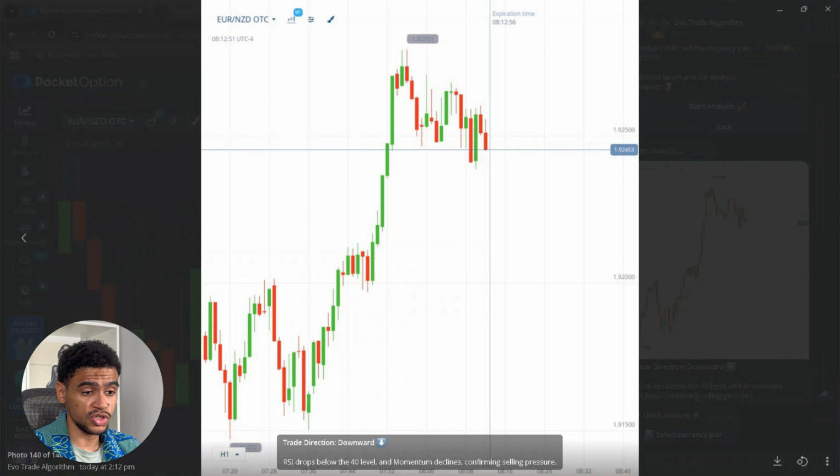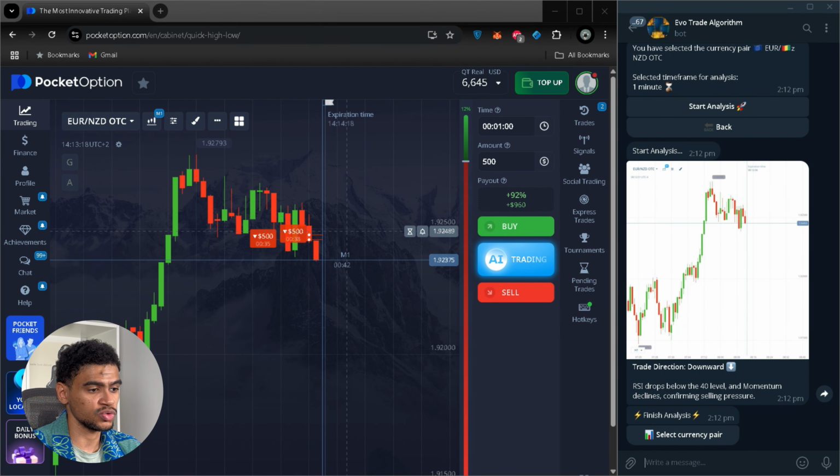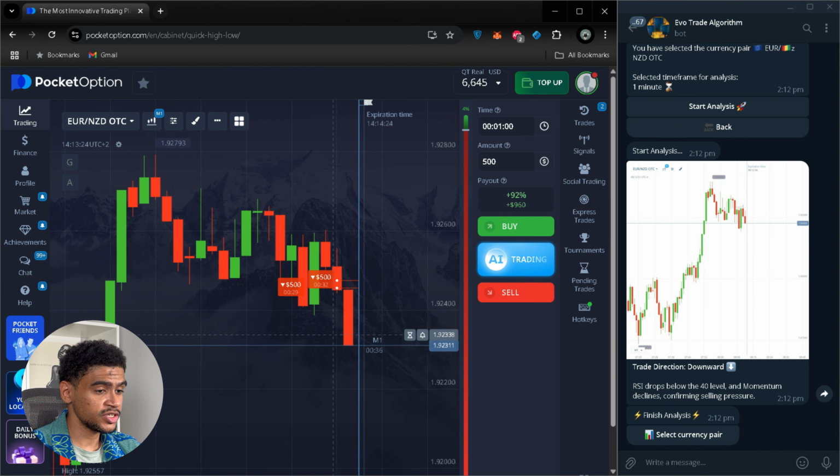You also have a screenshot from the robot showing you the chart, and if you look at this, this is exactly the same chart, so you know you're not just randomly getting a signal. This is an actual screenshot of the chart that you're trading on. So there it is, we got in.